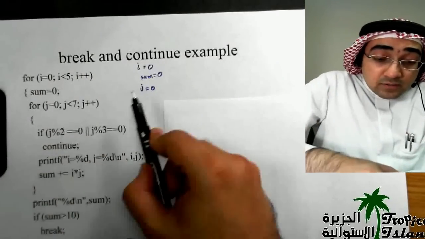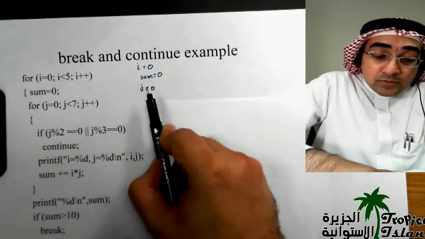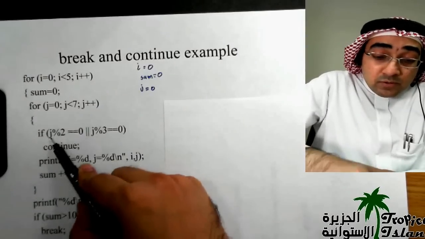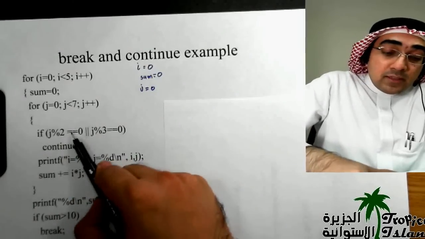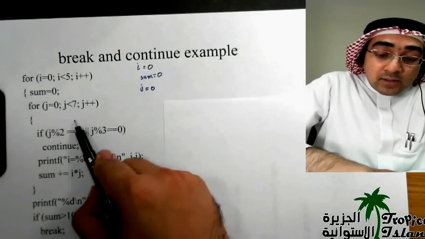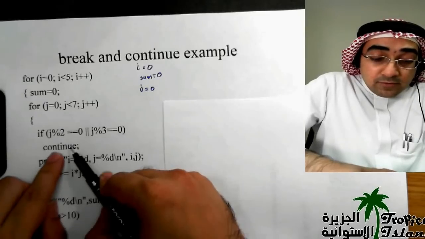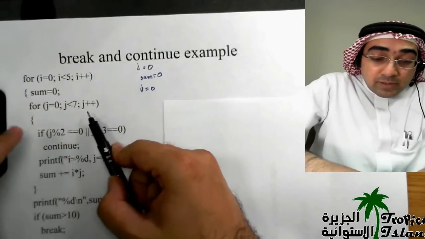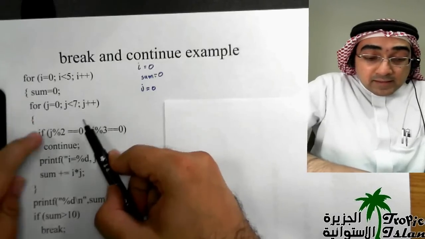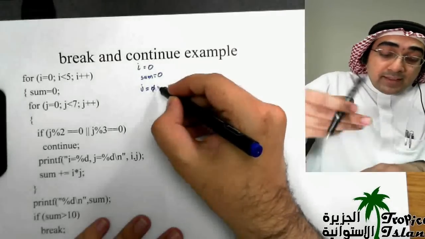Is j modulus 2 equal to 0? What is 0 modulus 2? It is 0. Yes, 0 is equal to 0. This condition becomes true. I have an or, so I don't care about the second condition because the first is true. So I'm going to go inside the if, and that means a continue. When I have a continue, what do I have to do? I have to go back to the loop that I am in. I am in the inner loop, the j loop. So the continue goes back to the j loop, and then I increment my j by 1.